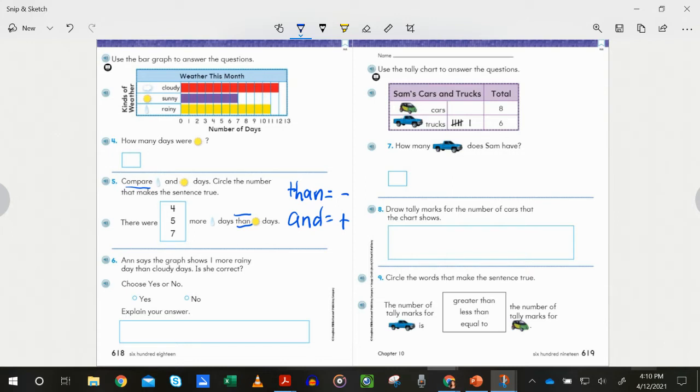Okay, for number 7, it says, how many trucks does Sam have? Look at the tally chart. To answer this question, we have Sam's cars and trucks, the total number. Okay, how many trucks does Sam have? Fill in the blank.